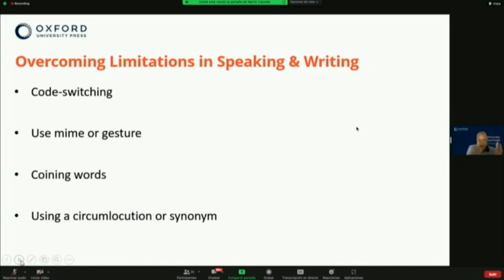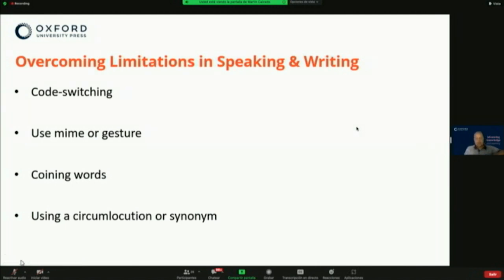So let's teach our students how to do this. Let's teach them. And you'll see how little by little they will be expanding their vocabulary and expanding their range of competencies in the second language.